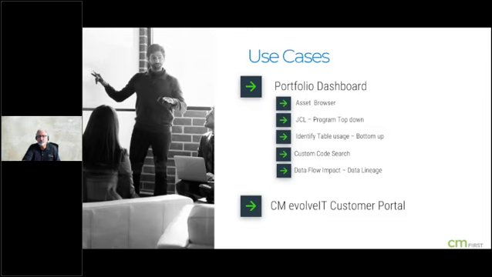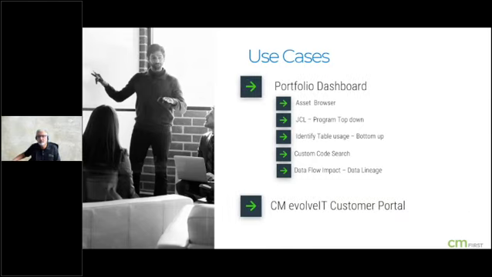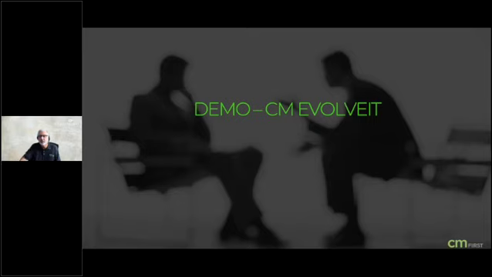You'll also see a new table view for the relationships within CM Evolve AT. So you can show the diagrams, you can also look at everything in a table view. And then lastly, we're going to dig into the data flow impact using our data lineage functionality. Okay, let's get into it.